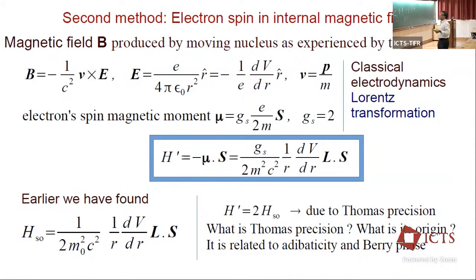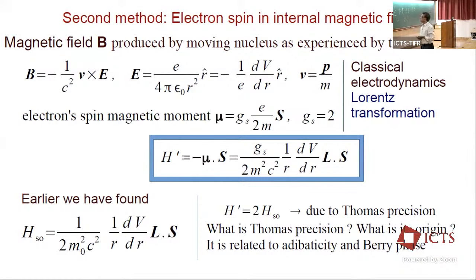Okay. And this mu, we know, is e by twice m times S, and g_s is the gyromagnetic ratio, which is roughly 2. So then you get this expression. If you compare the derivation of this method and the earlier method, there is a factor of 2 difference. So this H prime we have derived by the second method, the ad hoc method, which many books derive.